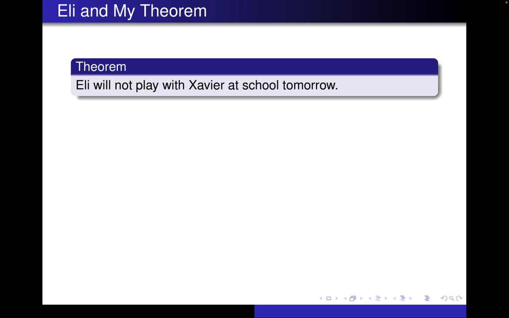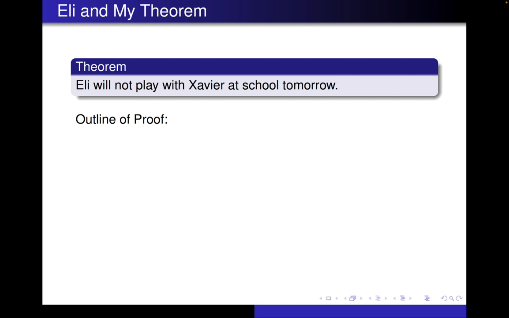So let's write the theorem that Eli and I proved and see what a proof by contradiction will look like. That'll give us an idea of the format of the proof, how it's a little bit strange compared to some of the other things that we've proven, but why the logic actually works. So the theorem that we are proving is Eli will not play with Xavier at school tomorrow.